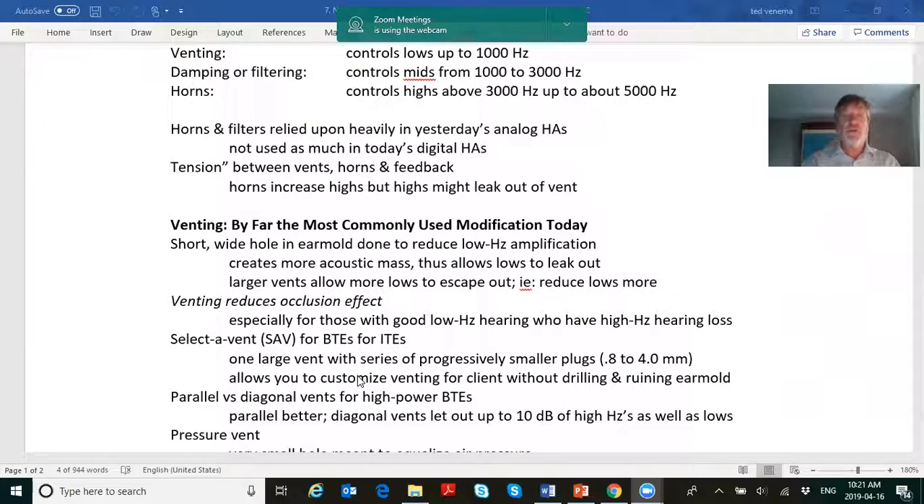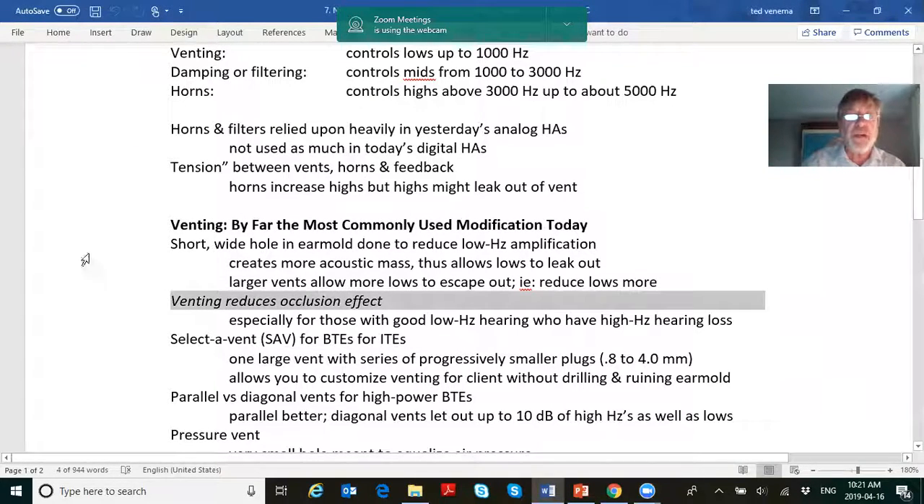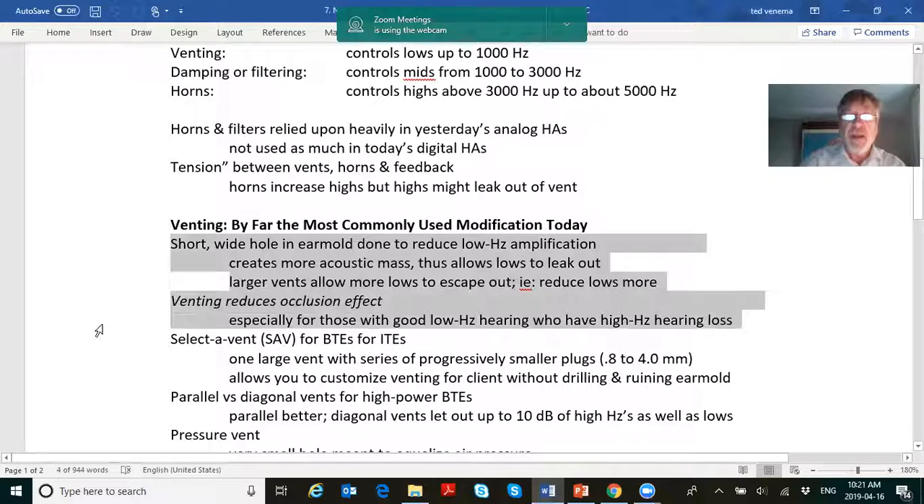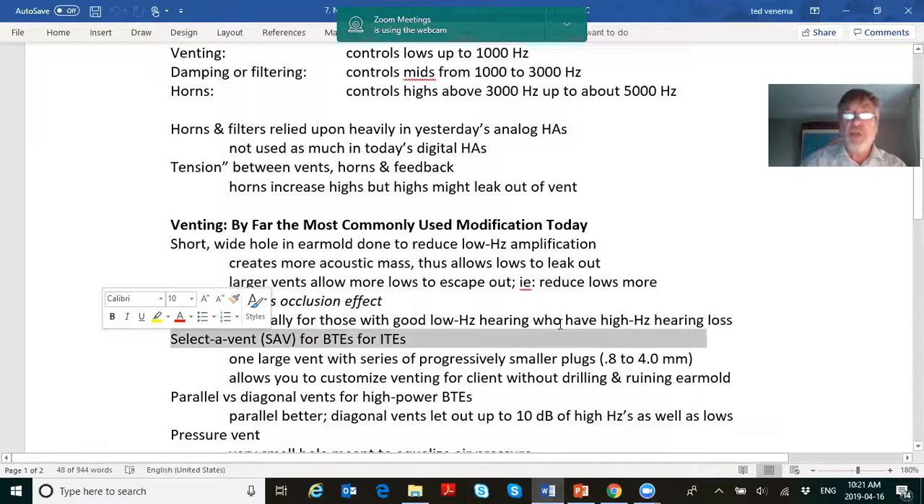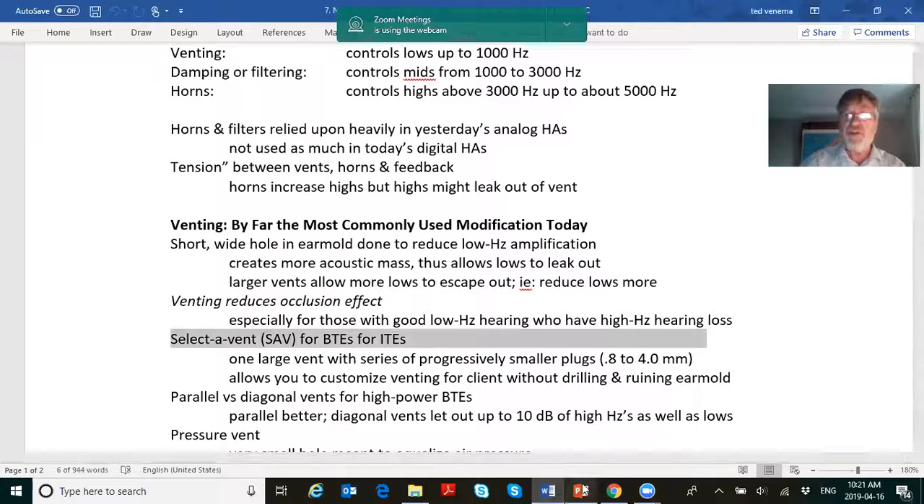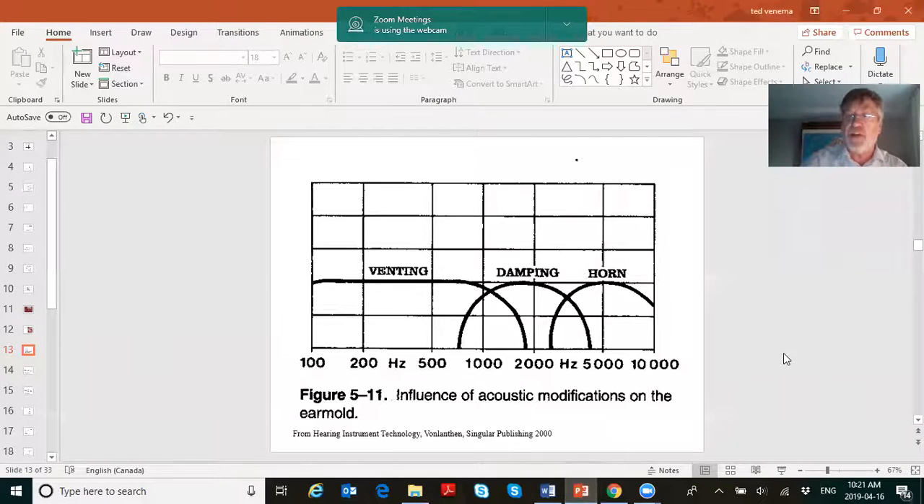The bigger the vent, the more drop in low frequencies in your ear canal. So now we'll look at our notes here to make it make sense. Venting reduces the occlusion effect. So that's what this top stuff right here is all about. And in some hearing aids, you had what they call a select vent. You could choose the size of the vent you wanted to use.